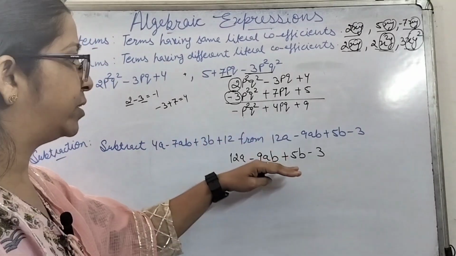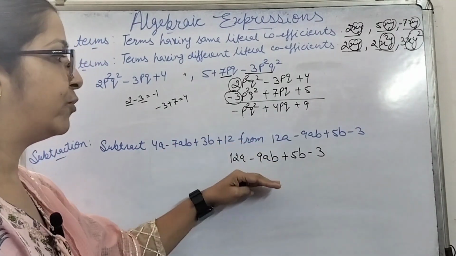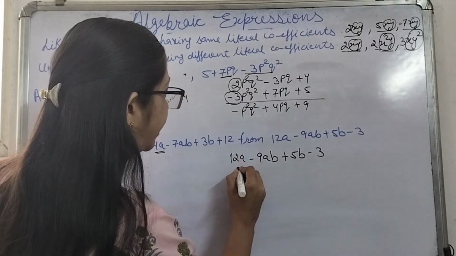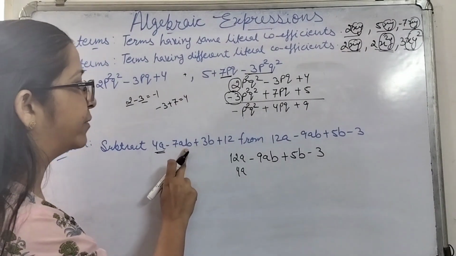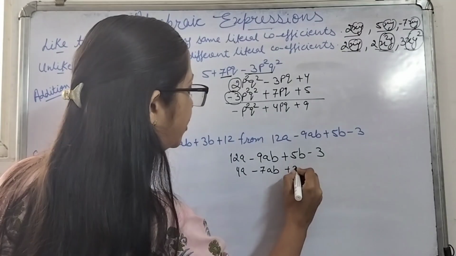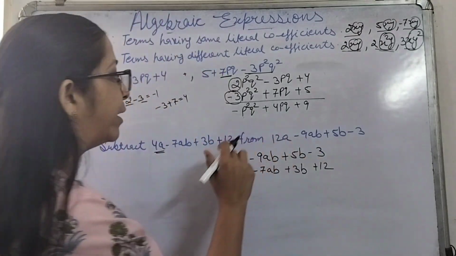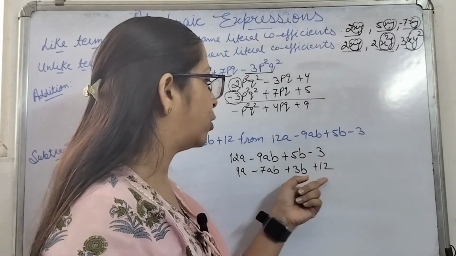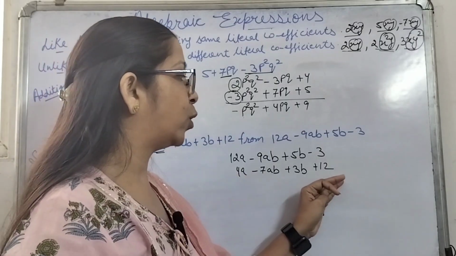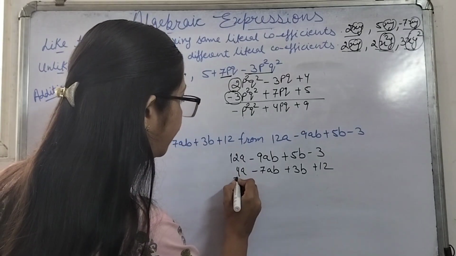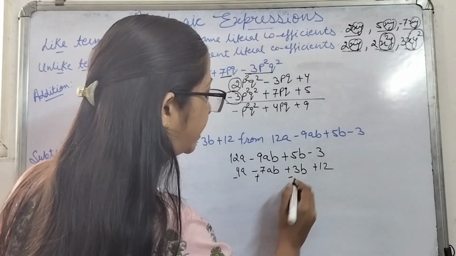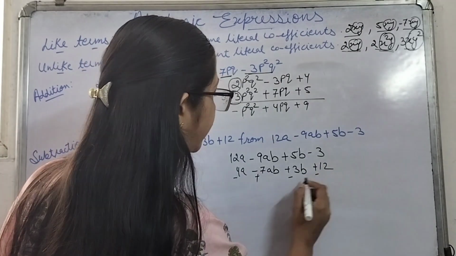Now this algebraic expression we will write beneath it, with like terms one over the other. Here it is 4a, the literal coefficient is a, so we will write 4a here. Minus 7ab, ab, so we will write minus 7ab here. Then plus 3b, and then plus 12. Now we have to subtract it, so we will change the sign of all the terms of the expression which is to be subtracted. So plus 4a will become minus 4a, minus 7ab will become plus 7ab, plus 3b will become minus 3b, and plus 12 will become minus 12.